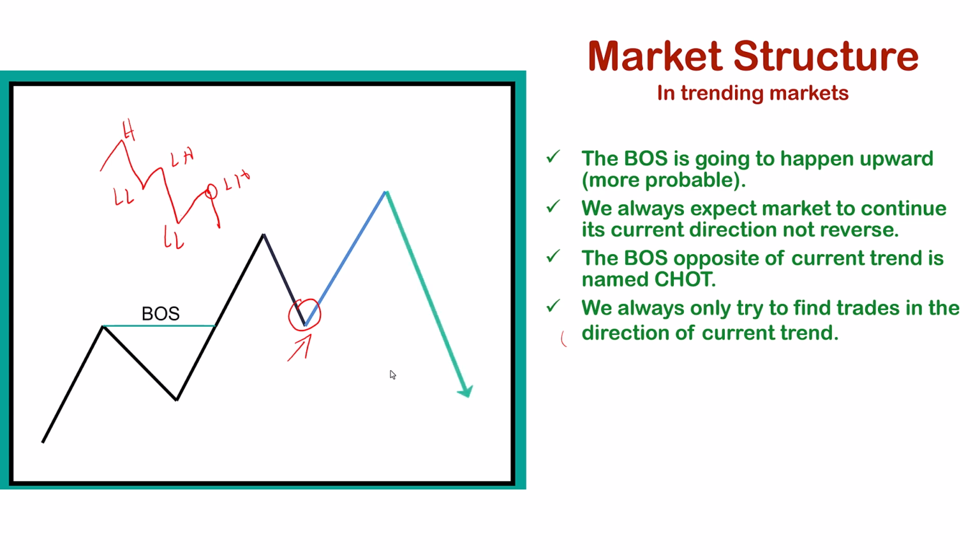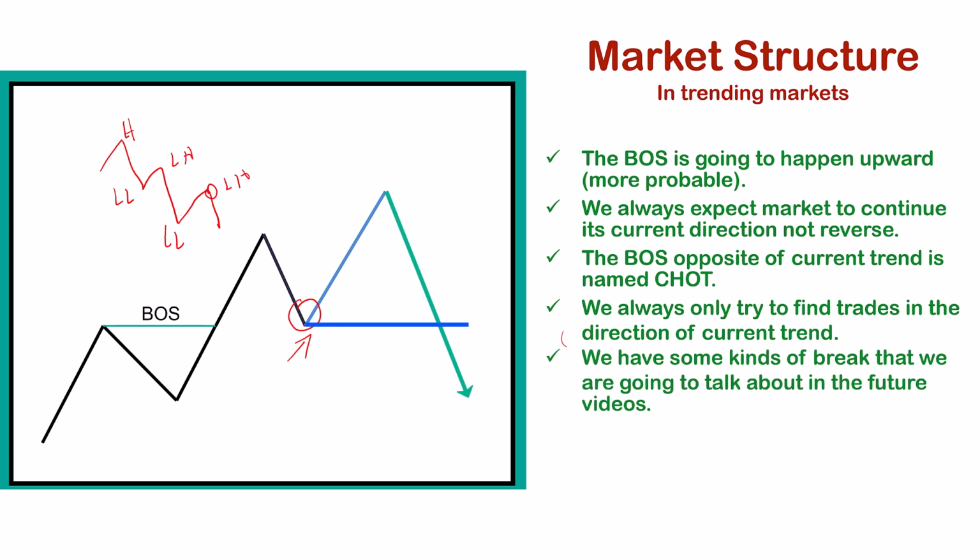The BOS opposite to the current trend is named CHOCH, or change of character. We always only try to find trades in the direction of the current trend. That's higher probable and it's going to provide us with a higher reward to risk ratio. We have some kinds of break of structure that I'm going to talk about in the next video.